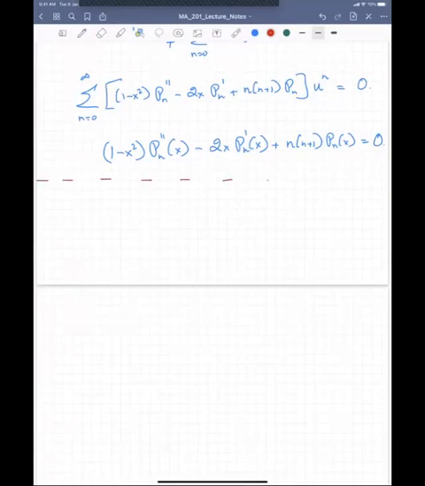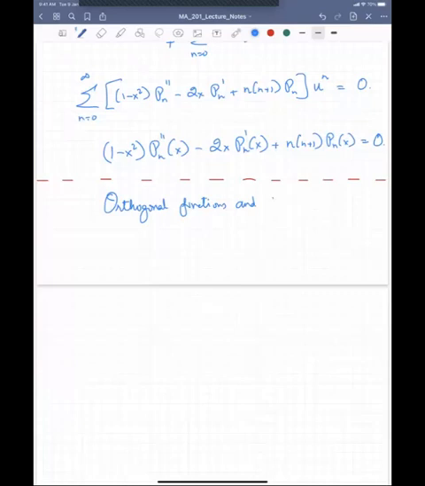Because now I want to talk about something that might not be covered in great detail in your book, but still something that I think is very important. So this is the idea of the Legendre functions being orthogonal functions and basis.